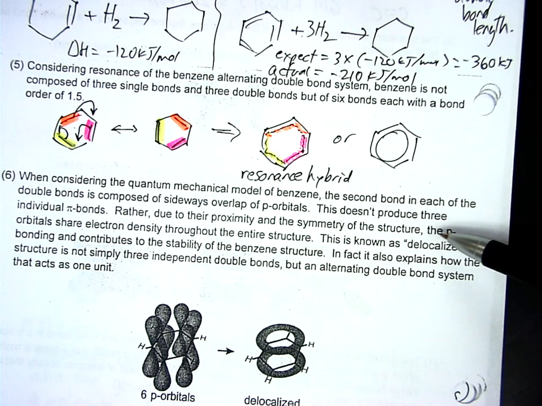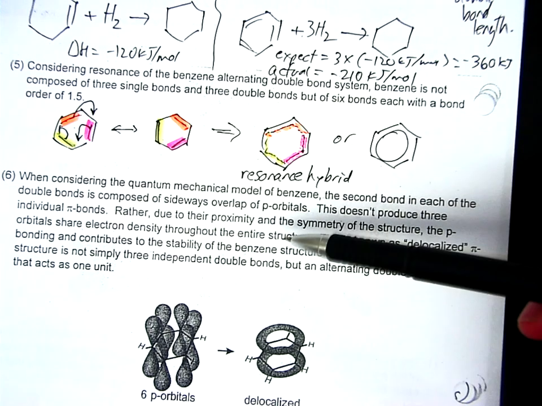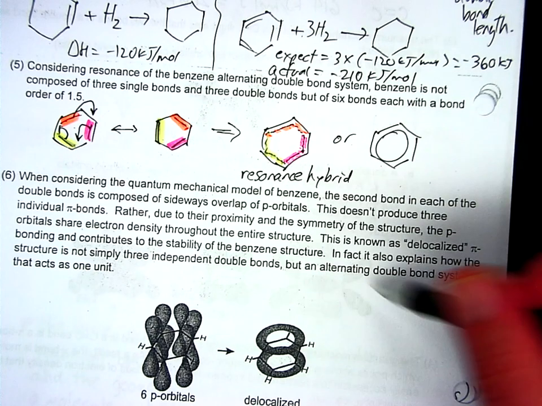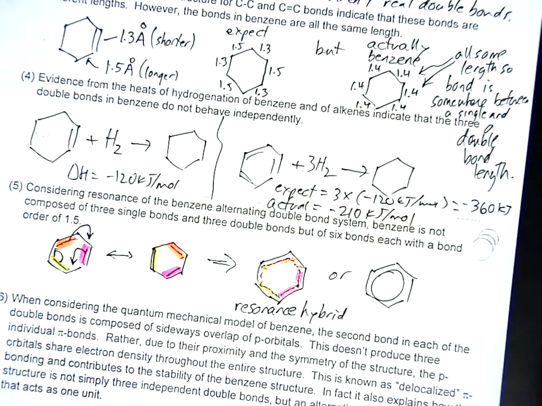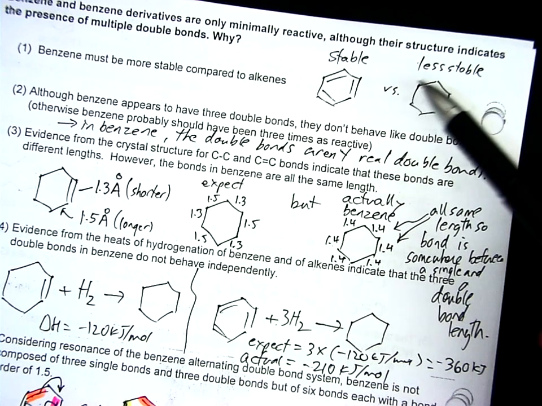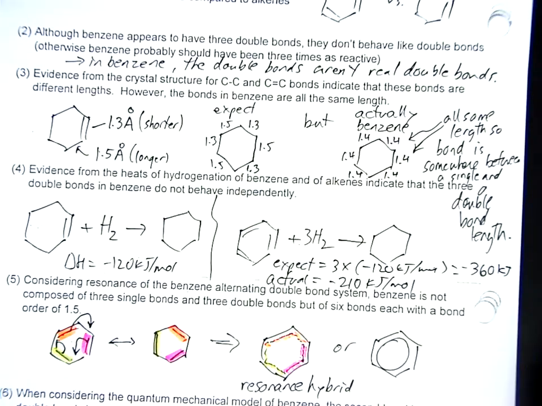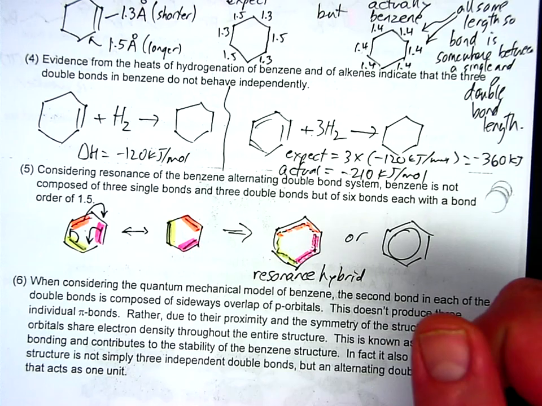This is known as a delocalized pi bonding system and contributes to the stability of all benzene molecules, including the ones we saw in the structure. In fact, it also explains how the structure is not simply 3 independent double bonds, but an alternating double bond system that acts as one unit. Okay, so all these things point to the fact that benzene is not 3 individual double bonds and 3 single bonds. It is actually a system of double bonds that interact together, with different views to help us understand different bits of information and evidence that explain this difference in reactivity than what we would expect.